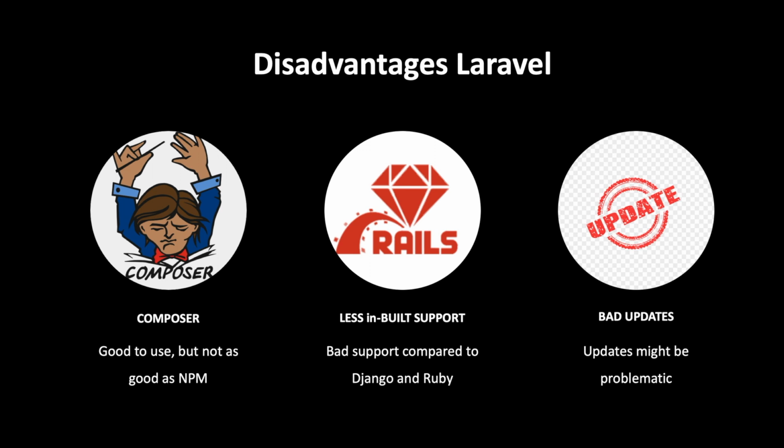Everything has disadvantages, and so does Laravel. It is a new framework that makes use of Composer, which is not as strong as NPM. It has less inbuilt support compared to Django and Ruby on Rails, and some updates that come out might be problematic. There are a couple very good PHP frameworks like Symfony, CodeIgniter, CakePHP and Zend, but in my opinion, Laravel has retained the top position on the list because of the security that it provides, the MVC architecture, migration of databases, and the command line interface.